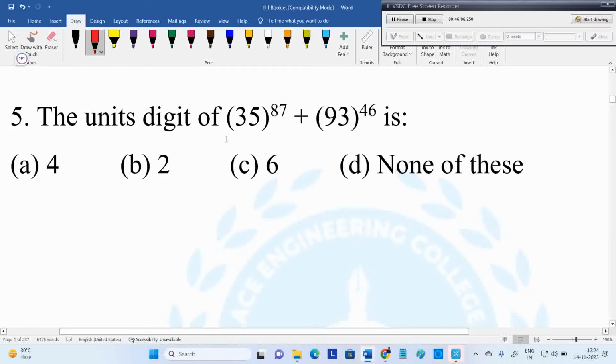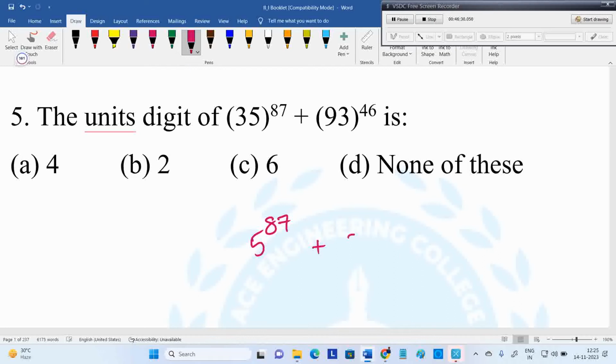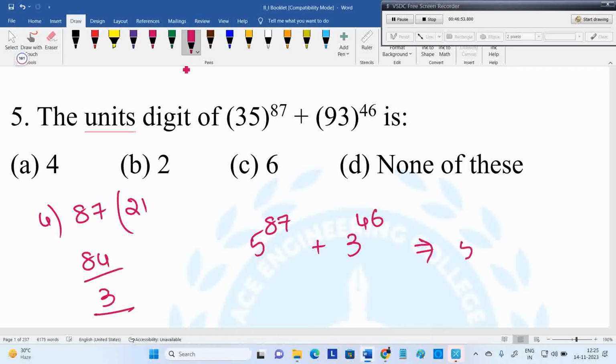So now see this next one. Units digit of 35 power 87 plus 93 power 46. Five is there in the units place, right? So you people know 5 power anything ends with 5. You can directly write it if you know, or else if you are able to remember, or else divide with 4. Same policy. 87 divided by 4, 3 is the remainder. So 5 power 3. 46 also divide with 4. 2 is the remainder. We can write 3 power 2.